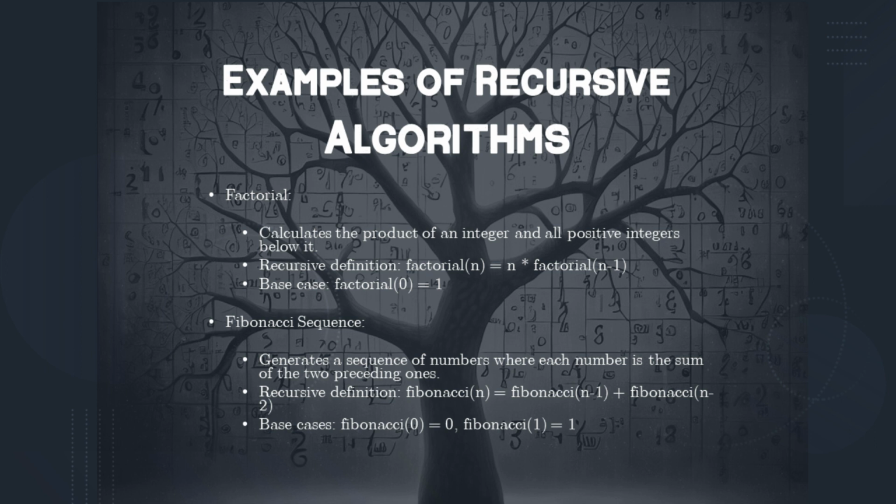Another famous example is the Fibonacci sequence, where each number is the sum of the two preceding numbers. The recursive definition of the Fibonacci sequence is Fibonacci(n) equals Fibonacci(n-1) plus Fibonacci(n-2). The base cases are Fibonacci(0) equals 0 and Fibonacci(1) equals 1. These examples demonstrate how recursion can elegantly express complex mathematical patterns and relationships, providing efficient solutions to such problems.